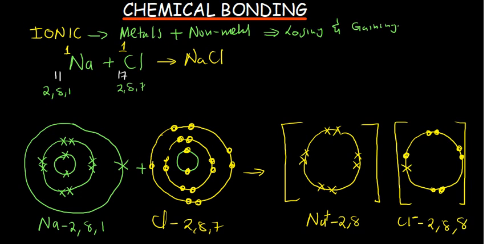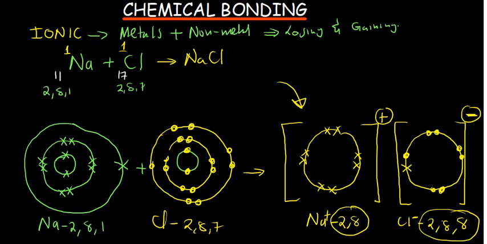So the charge here we're going to put on top a plus, we're going to put on top a minus. So this is how you show ionic bonding. Those which have gained, you need to put them in these brackets, and then you need to show the charge there. You also need to show the new electron configuration. All right, let's see one more example and then we go to another type of bonding.